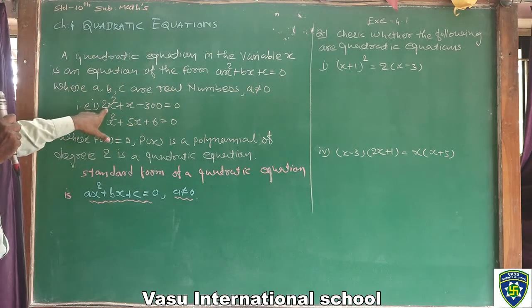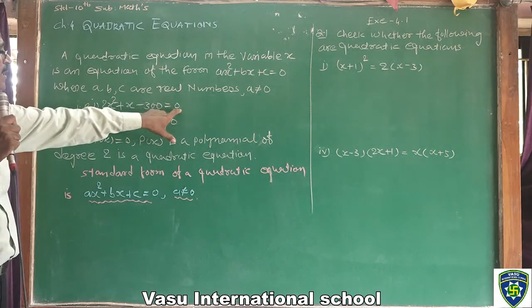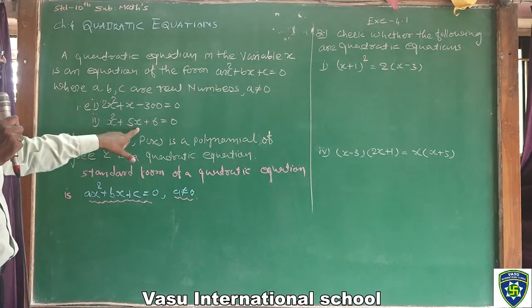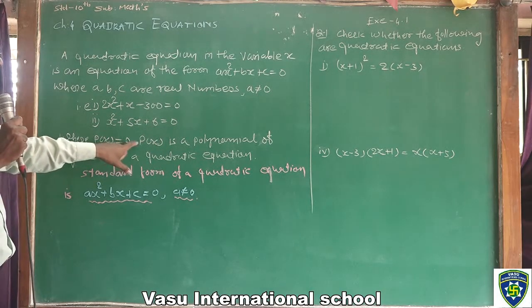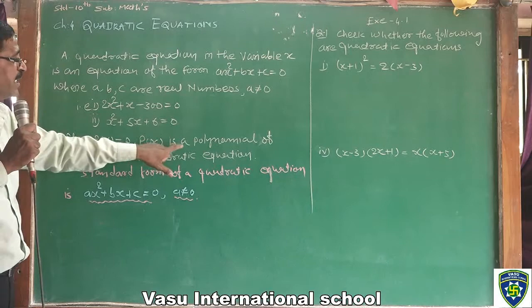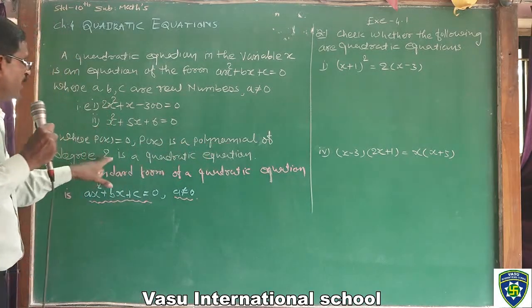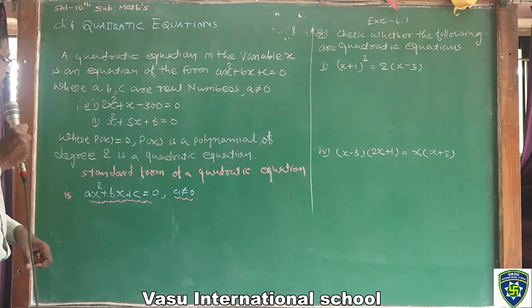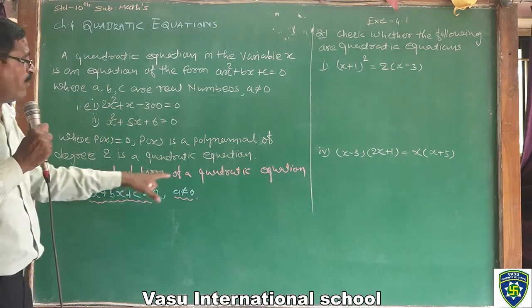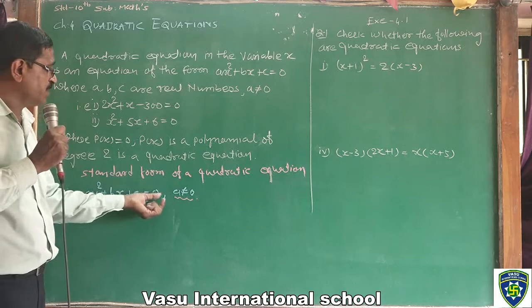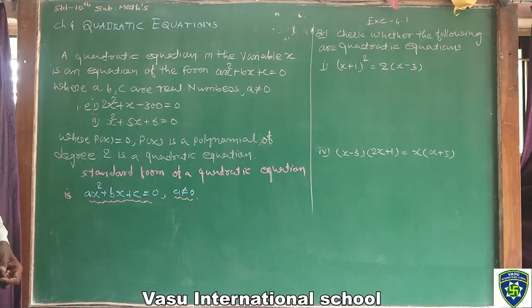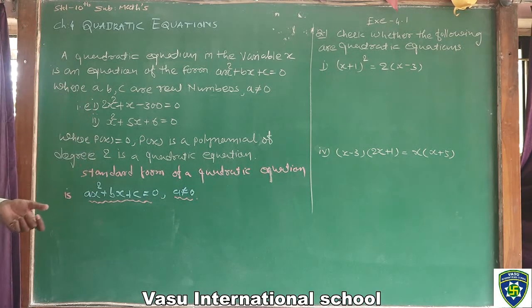For example, 2x square plus x minus 300 equals 0, x square plus 5x plus 6 is equal to 0. Where p of x is equal to 0, p of x is a polynomial of degree 2, it is called a quadratic equation. The standard form of the quadratic equation is ax square plus bx plus c is equal to 0. Clear, student? We know all the things.